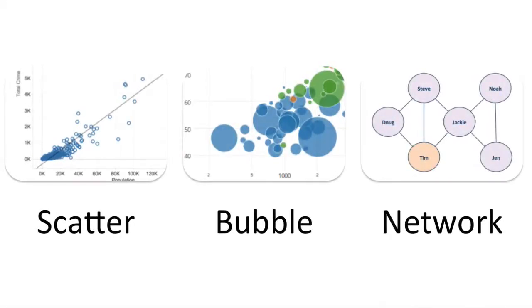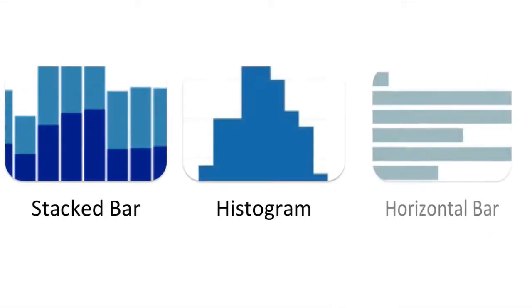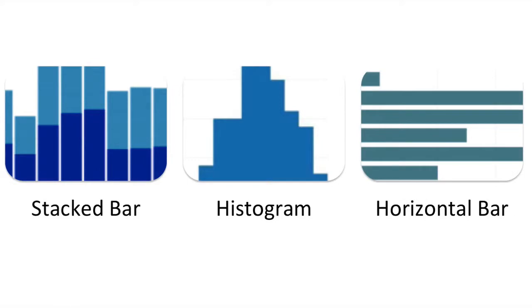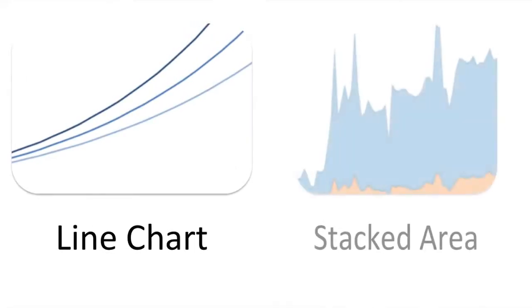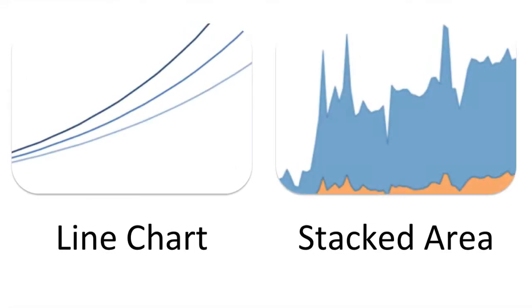Take a look at these charts. What do they have in common? Well, you'll notice they show a relationship between points. What do these charts have in common? They compare a set of values. And these? Well, you notice that the line graph and the stacked area graph track rises and falls over time.